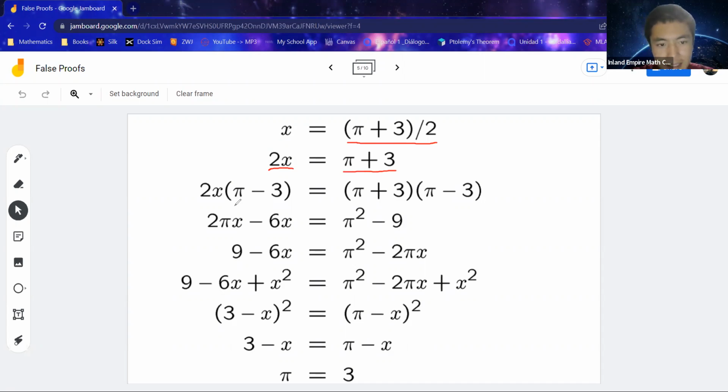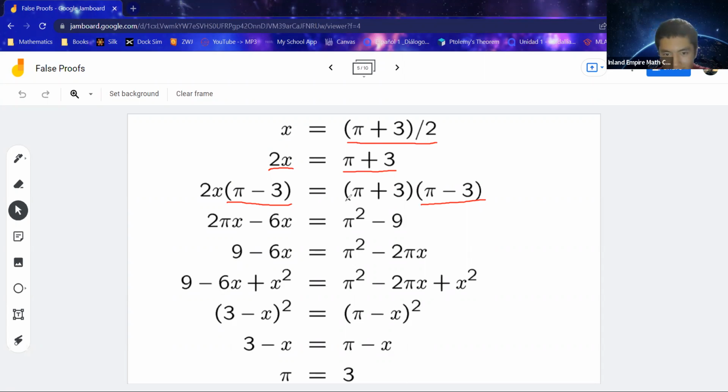For the next step, we multiply both sides by pi minus 3. On the left side, we use the distributive property: 2x times pi becomes 2 pi x, and 2x times -3 becomes minus 6x. The right-hand side becomes pi squared minus 9. Someone tell me what factorization we used here.